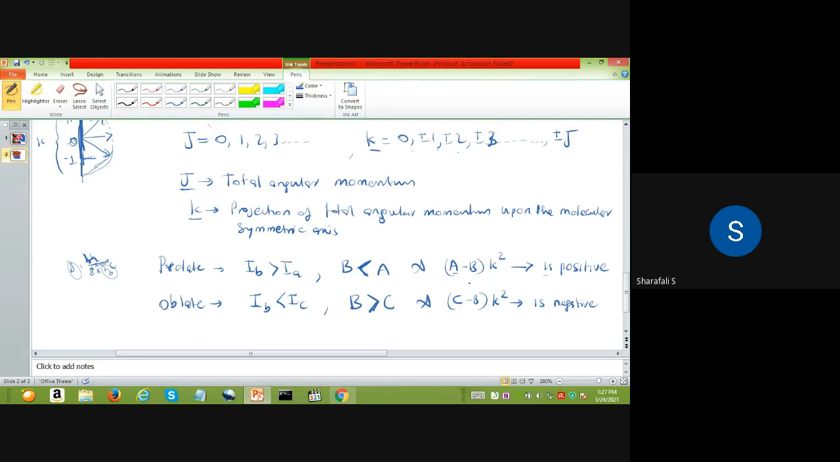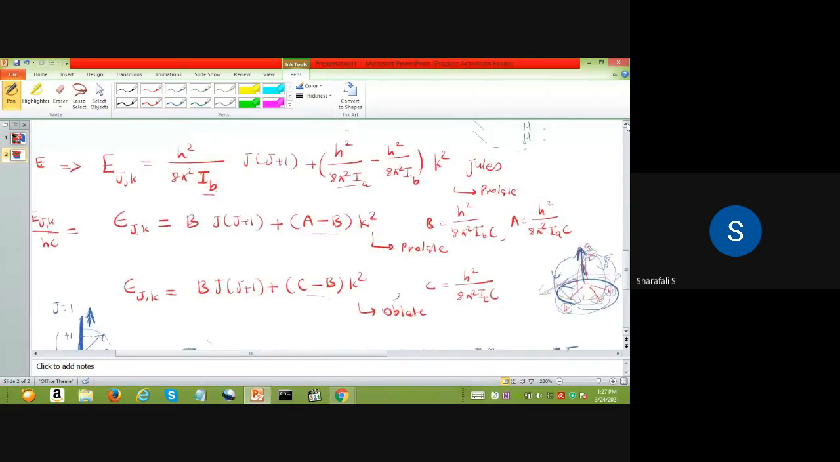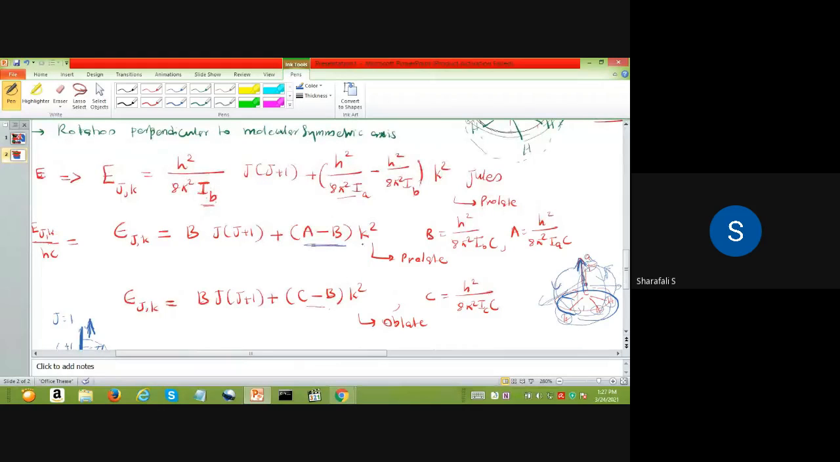This is very important. In the case of prolate, that second quantum number's effect, or the second type of rotation effect, will cause a positive change, or it will increase the energy level. But in the case of oblate, it will decrease the energy level. As you can see from this energy level calculation, this is plus (A minus B) into K square.